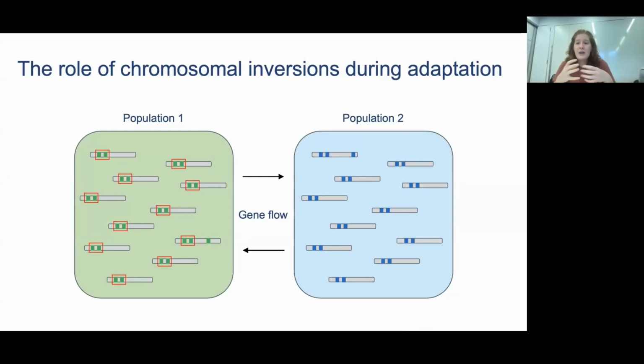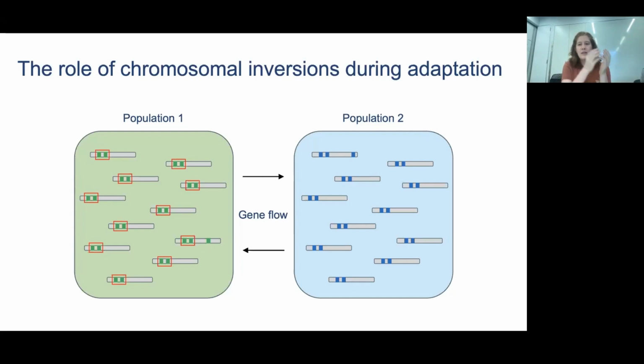So yes, they will decrease recombination, so they'll facilitate divergence. And there are many studies in natural systems that have shown this, that inversions that capture locally adaptive alleles are favored during adaptation in the presence of gene flow. And a key point here is that for this inverted region, recombination is only suppressed between populations and not within each population.